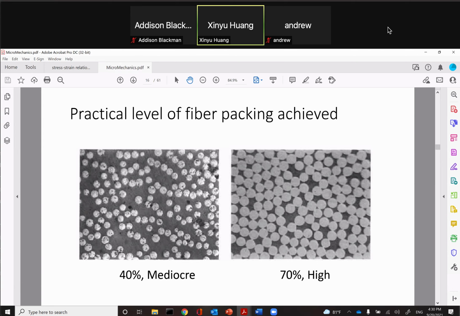So you have a reinforcement going on in this direction, property becomes better, but not nearly as good as the other direction. The other direction, you're almost approaching the glass properties. Okay.